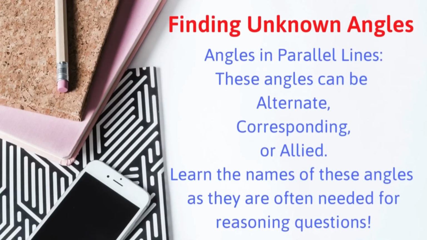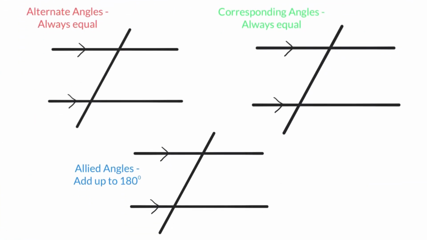The last thing we're going to look at in this video is the rules of angles within parallel lines. Again, these are rules that just need to be learnt. When lines are parallel, the angles around the lines can be alternate, corresponding or allied. Angle questions often ask for reasoning as to how you've got your answer, so it's well worth learning the names of these angles, which you can use as one of your reasons. Let's have a look what those terms mean.